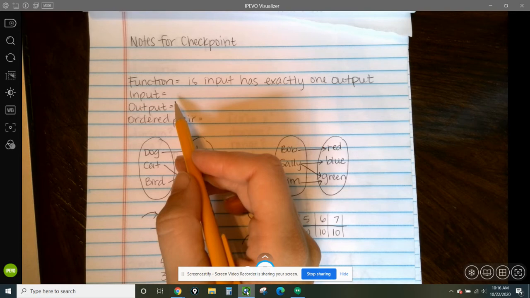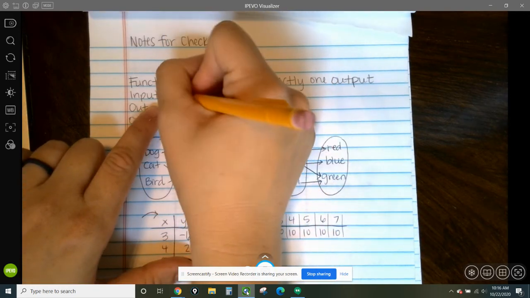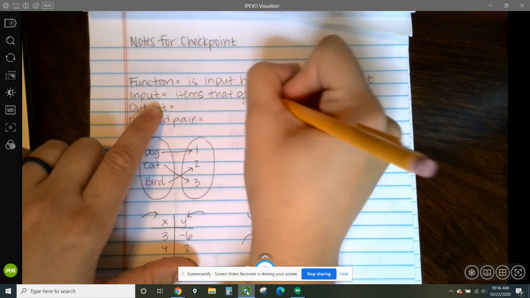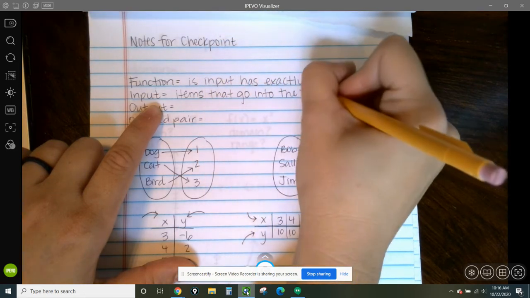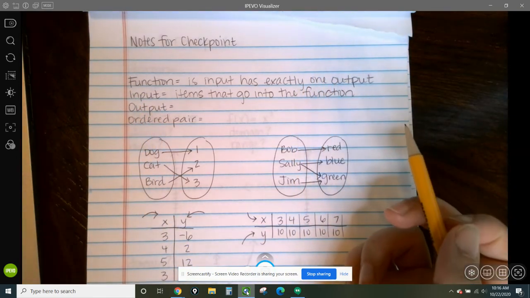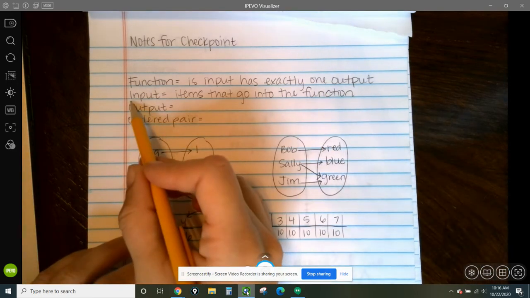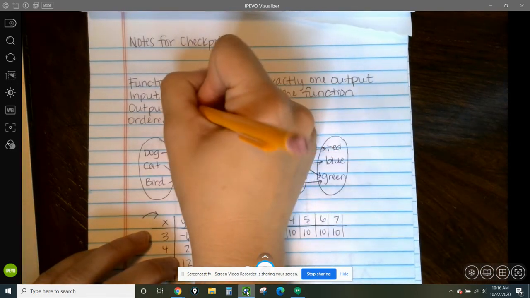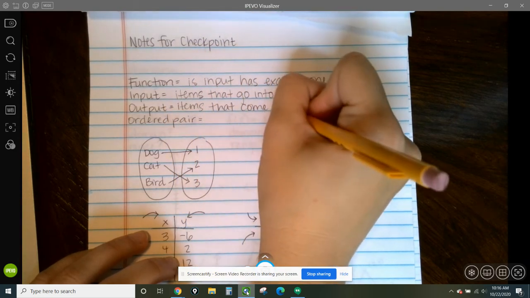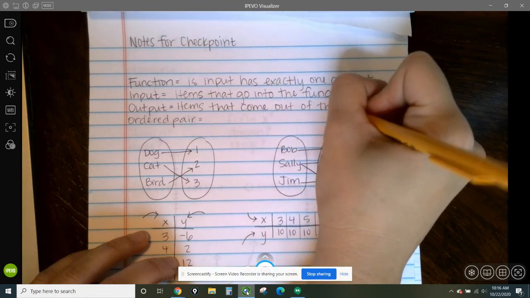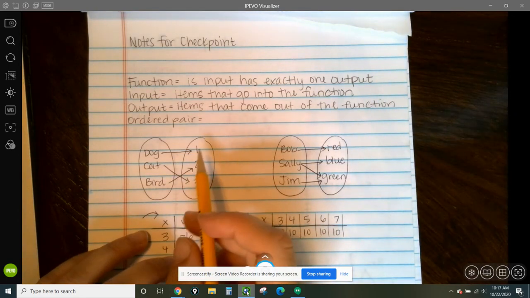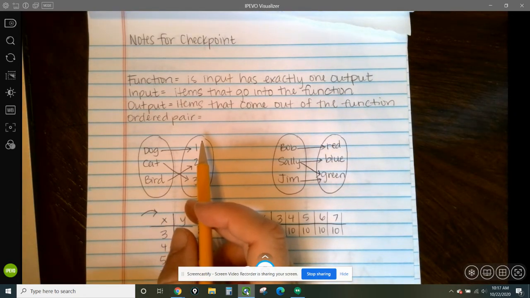The next word is input. These are the items that go into the function. So the inputs are the things you put in. That makes sense, right? Input, in. Output is the items that come out of the function. Again, pause anytime if I'm going too fast and write down the definition.